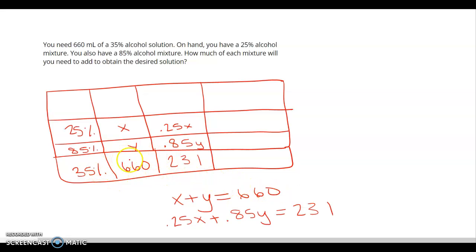You take your two mixtures that you're going to combine together. They will equal the third mixture that they're going to have to combine to equal this 35% solution. And then we'll put our variables in place, X for 25%, Y for 85%, and then our total milliliters. And then we multiply across to get the 0.25x, 0.85y equal to 231, and then solve. Hopefully that helps.